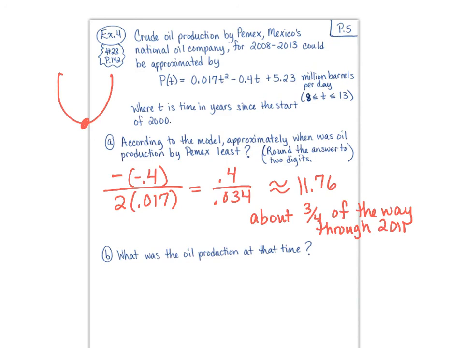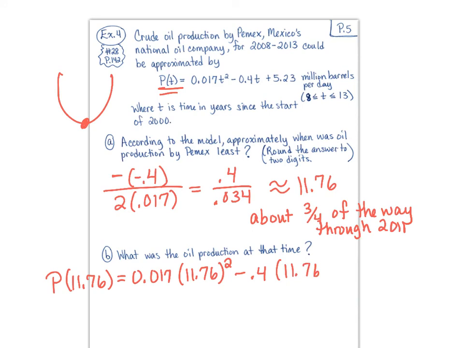And then I'm going to ask, what was the oil production at that time? When I ask you what the oil production is at that time, what do you have to do with what you found in A? Plug it into your original equation, which is P of T. So you have to find P of 11.76. That's equal to 0.017 times 11.76 squared minus 0.4 times 11.76 plus 5.23. You enter that into your calculators and you will get approximately 2.9 million barrels per day. That's a lot of oil.